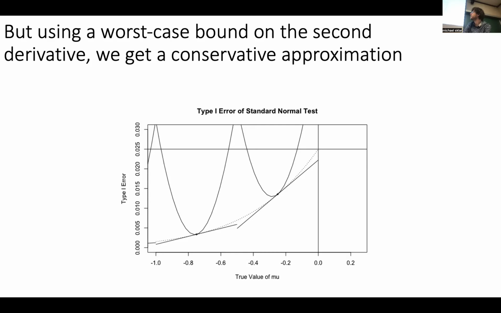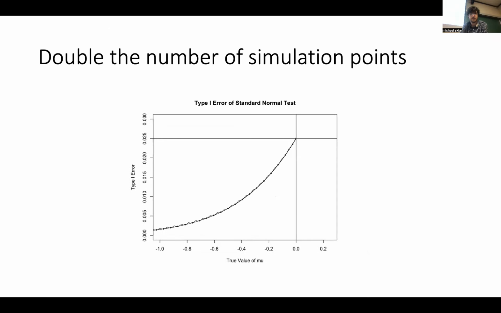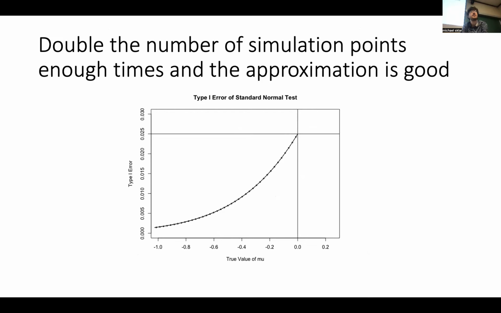We wanted some upper bound that would keep us below 2.5% for this procedure. We got something like 0.04, 0.05. Okay, not so good. But what we can do is maybe just double the number of simulation points, and it will look better and better until the approximation is good. So by reducing that grid spacing, we pay a vanishing amount to this second order term.